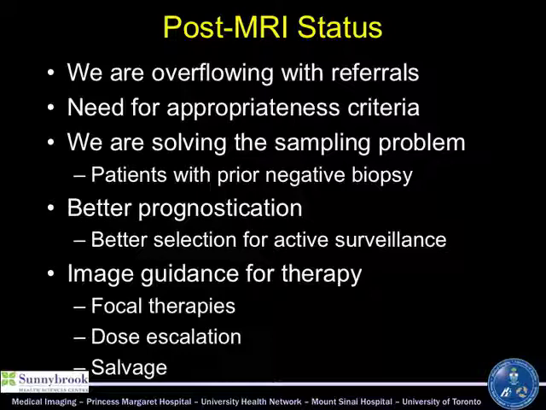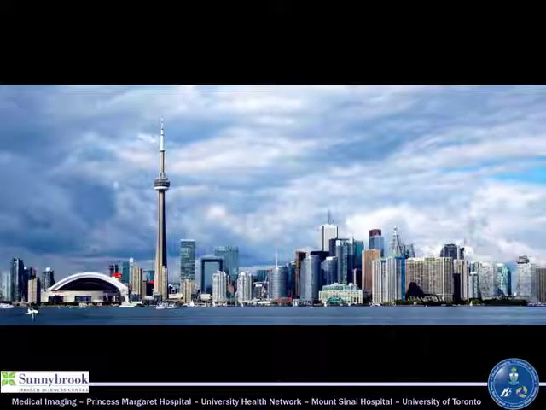Better prognostication, I think we're starting to demonstrate that, in particular in the active surveillance group. And certainly the radiation oncologists and our urologists, and I haven't shown slides of salvage scenarios as well. We're getting referrals for all of these now with the focus on therapeutics. So that's where we are today. Thank you very much.